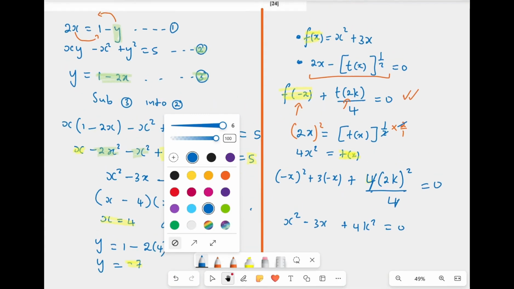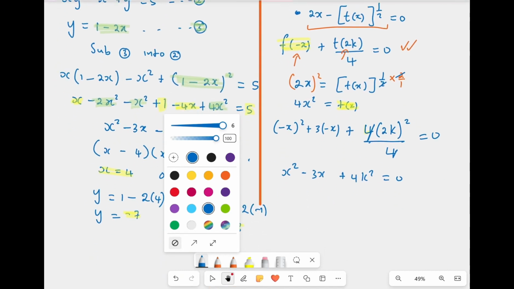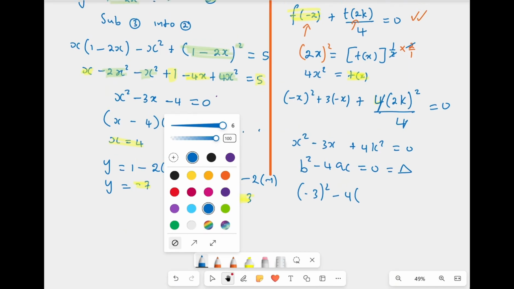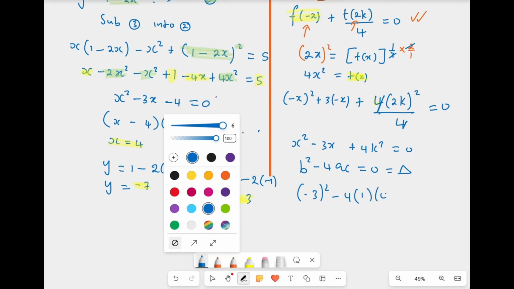Now, for roots to be equal, this equation must have equal roots, remember. So for roots to be equal, b squared minus 4ac must be equal to 0. This is your discriminant. Now, our b is negative 3 all squared minus 4. Our a is 1, and then our c is 4k squared, this must be equal to 0.